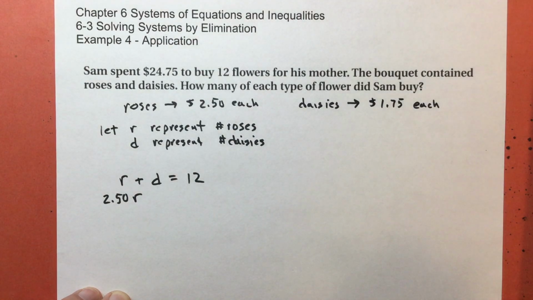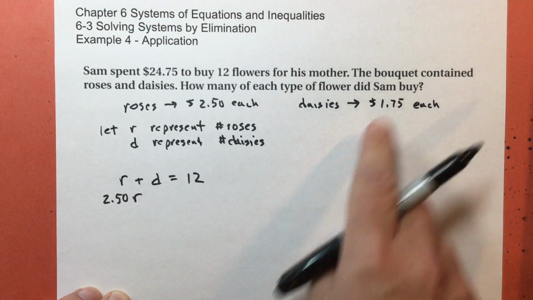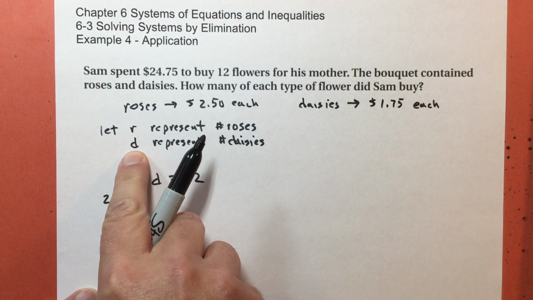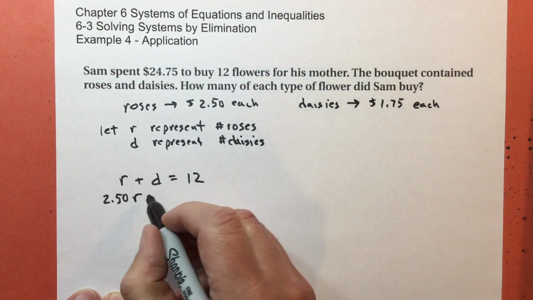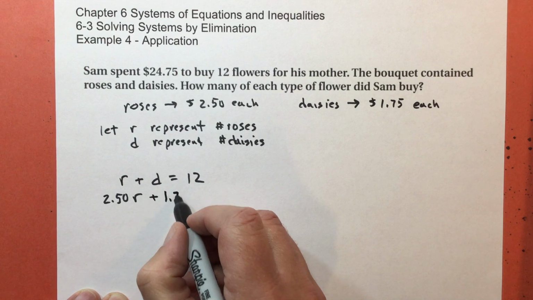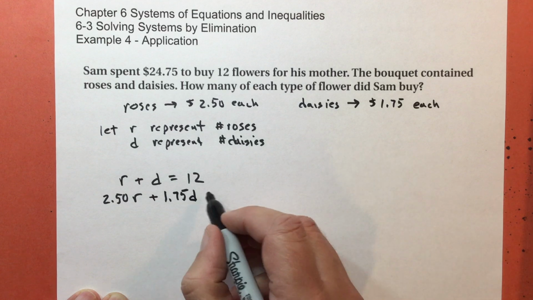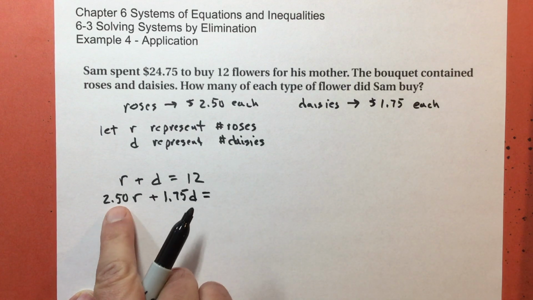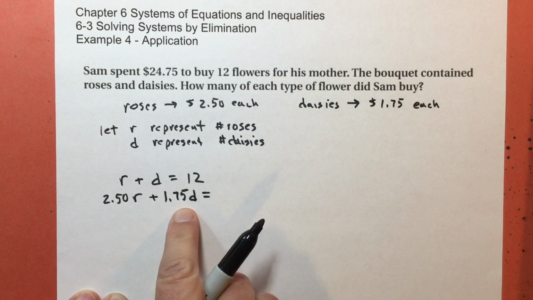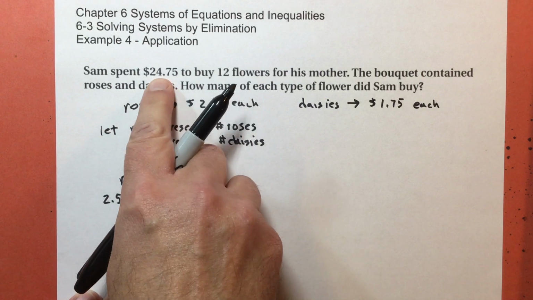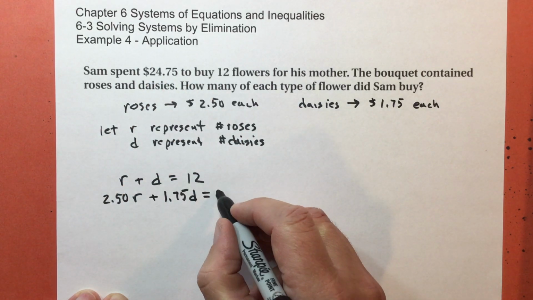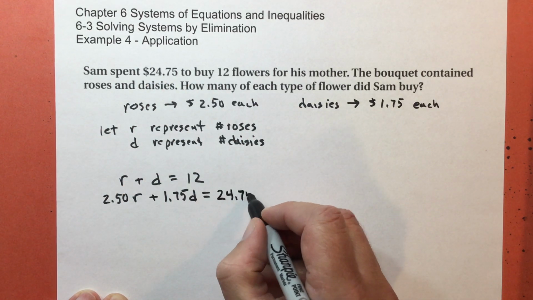How many daisies does Sam buy? D stands for daisies. So it's $1.75 times the number of daisies. And if I take how much he spent on roses plus how much he spent on daisies, we find out that he spent $24.75 total.